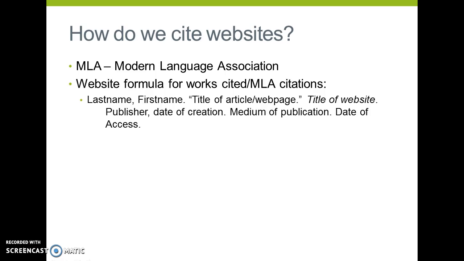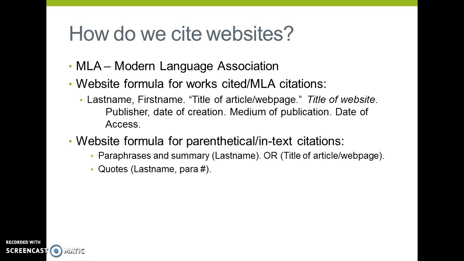This is the website formula for works cited or MLA citations. So notice that it's pretty similar. You have a last name, first name of the author, the title of the article or the web page, the title of the website, the publisher, date of creation, medium of publication, and then what's a little bit different is the date of access.